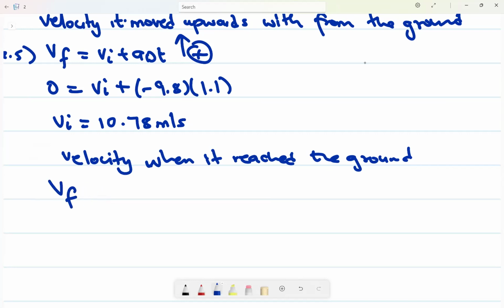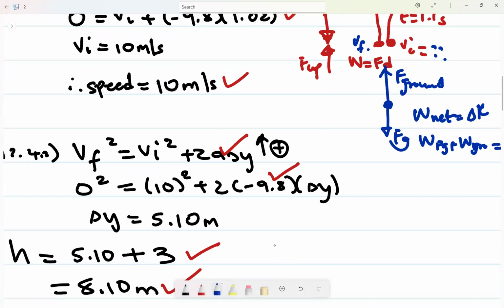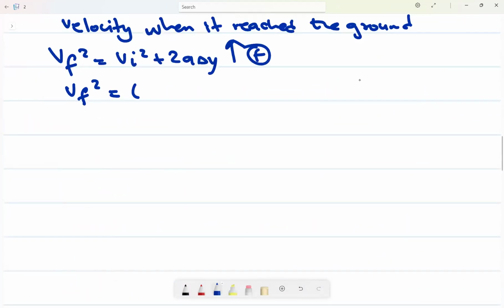Oh, I need to use this one. Vf squared is equal to vi squared plus 2a changing y. I still choose upwards as positive. The final velocity is what I'm looking for. The initial velocity we calculated, it is 10. It was 10 again, the initial velocity of the block, okay? It was 10 squared plus 2. What is the acceleration? Negative 9.8.